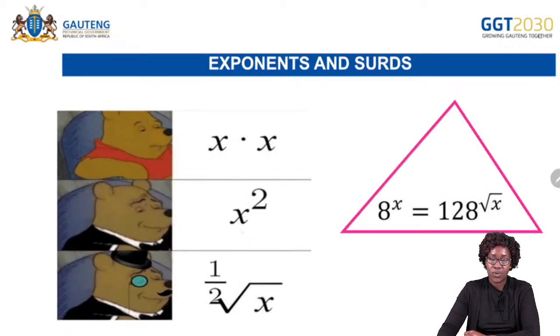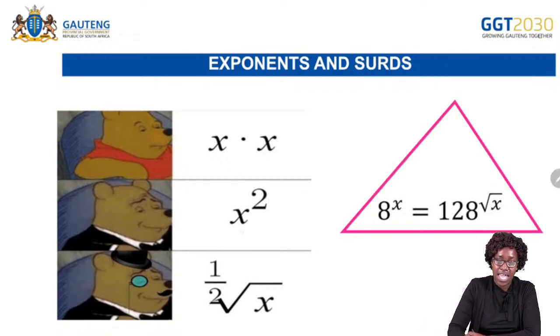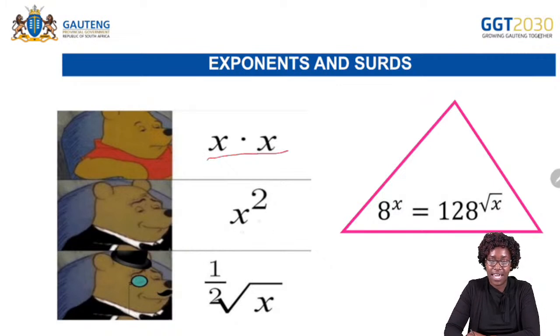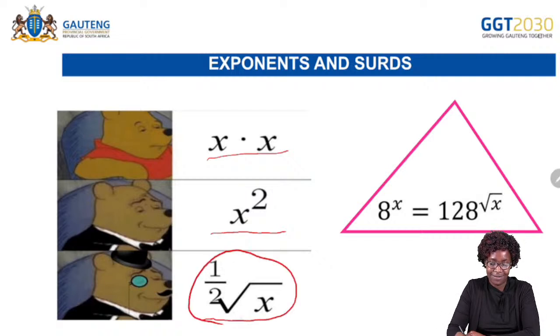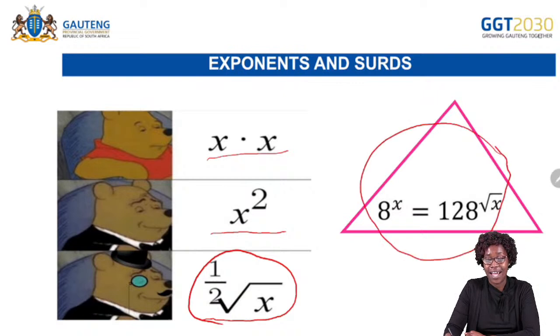Right, in our next slide here, you can see the different ways in which we represent our terms or numbers. X multiplied by x can be written in short as x raised to the power of 2. And if at times you want to be a little bit complicated, we can change this to a surd by writing the half root of x. And this triangle here also shows a different way in which we can express 8 raised to the power of x. 8 raised to the power of x can also be written as 128 to the power of the square root of x. Right? Some of you are already wondering, what is this all about?